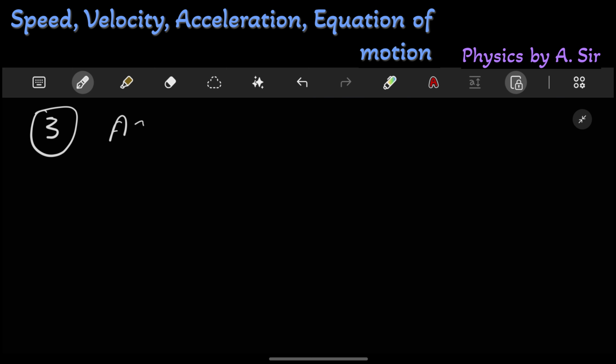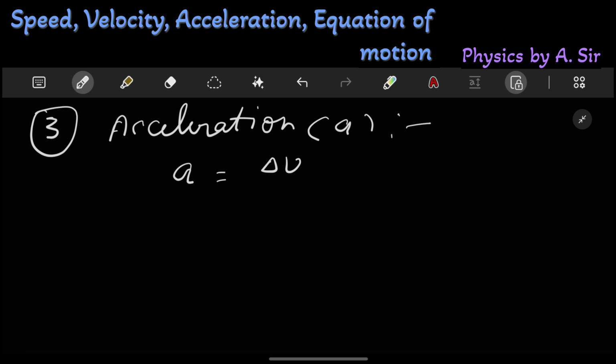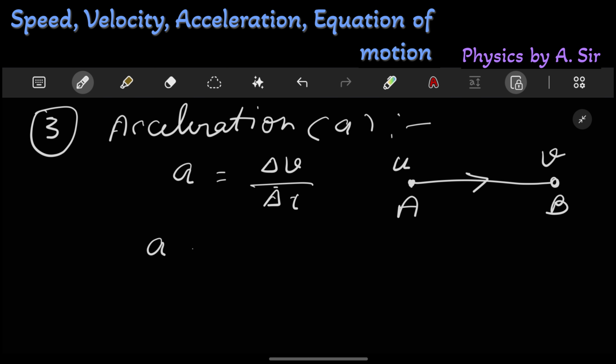Third is acceleration, denoted by a. So let's see, acceleration is the rate of change of velocity with time. It means a will be the rate of change of velocity with time, del v by del t. So the formula is simple. If, let's say, a person is starting from point A to point B and running like this, and the starting velocity is u and final velocity is v, then a will be v minus u divided by that time. So I hope you are understanding the point here.